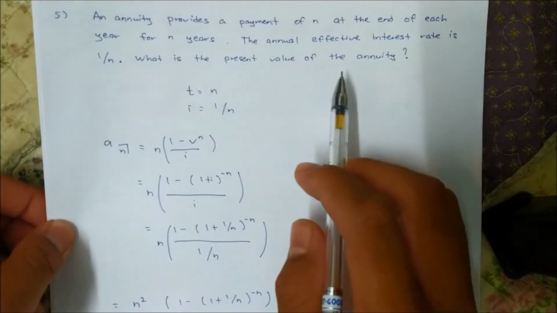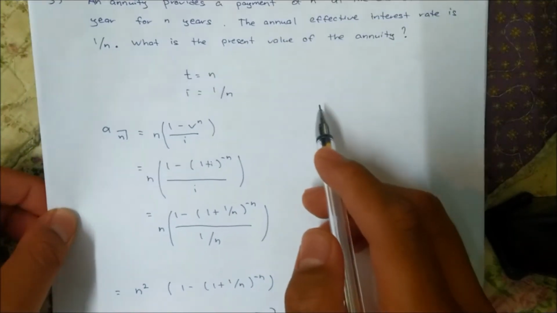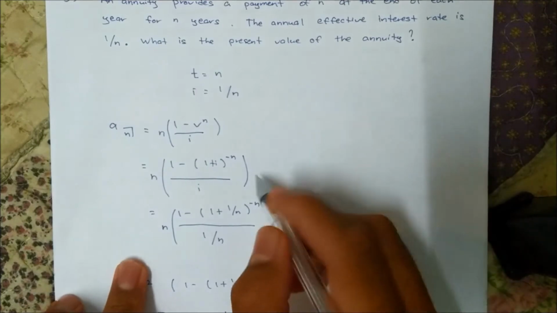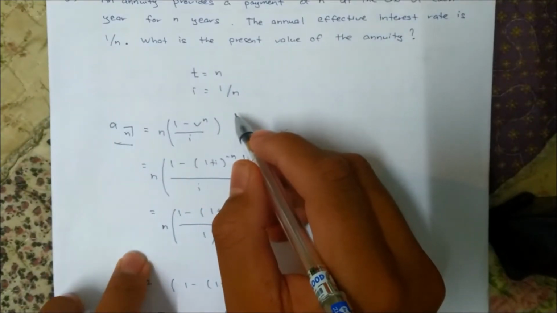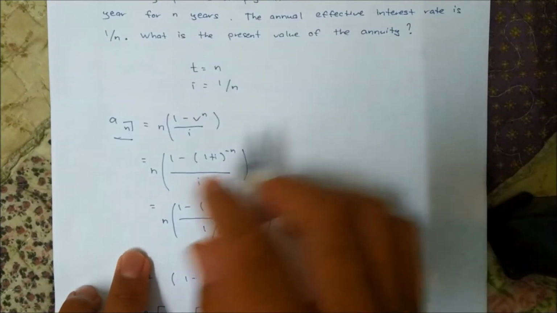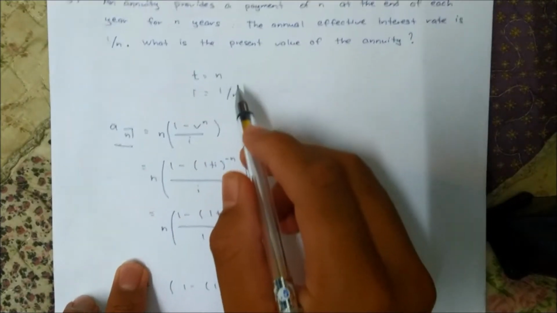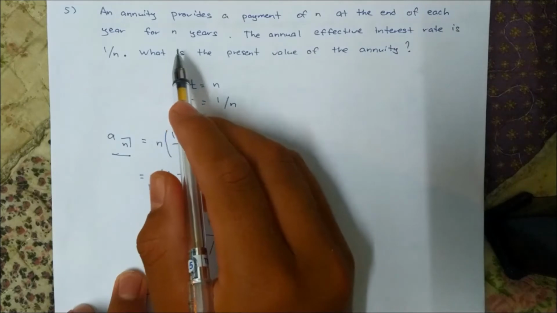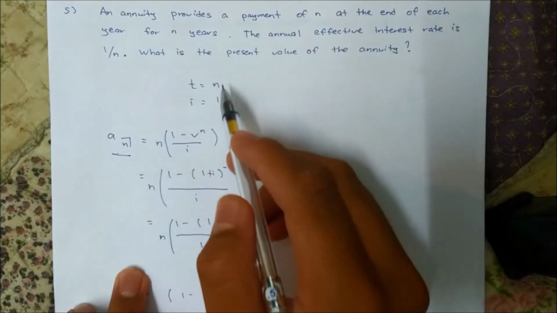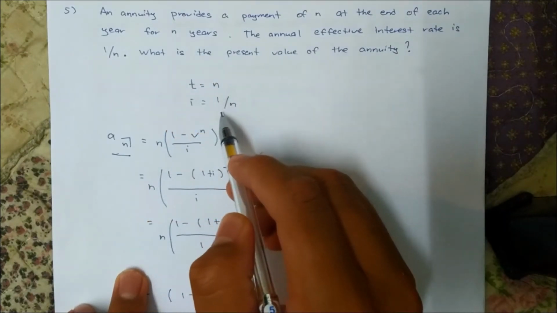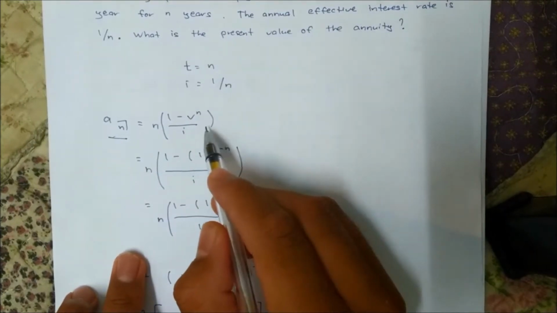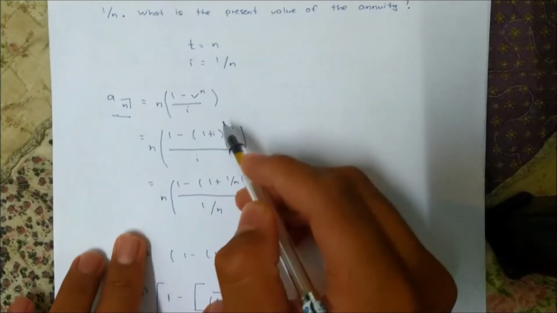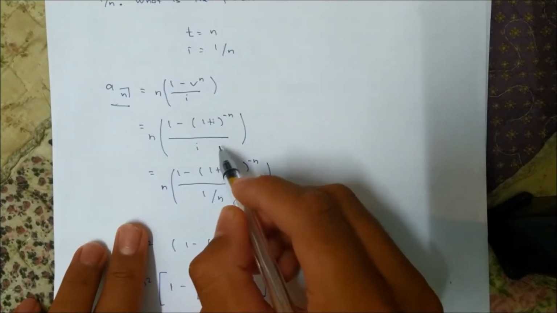Okay, so this question is quite straightforward because all you need to do is just form the equation of a angle N with the given interest and given time. The question says that the annuity is for N years and the interest given is i equal to 1 over N. So all you need to do is just substitute the values given in here, so it will become like this.